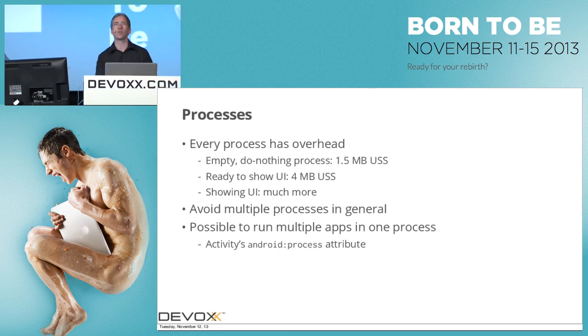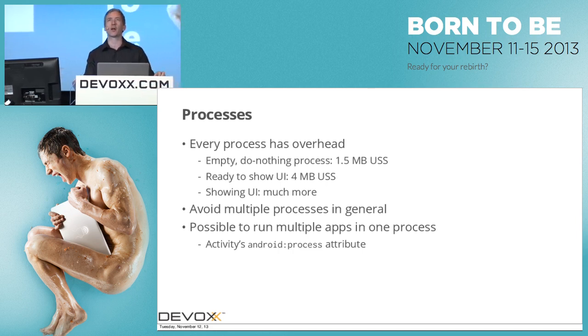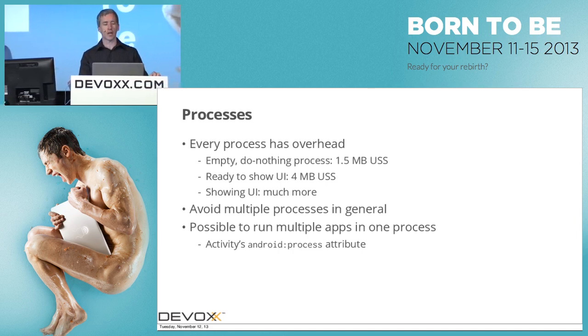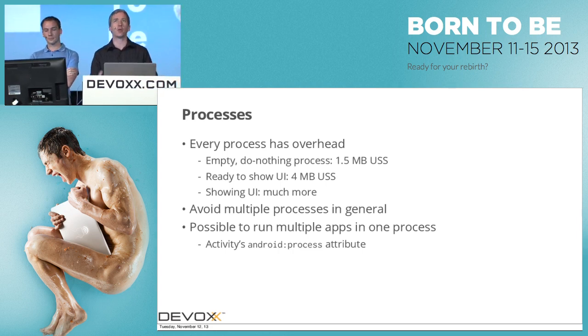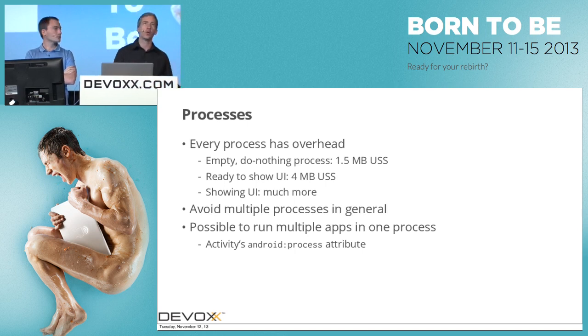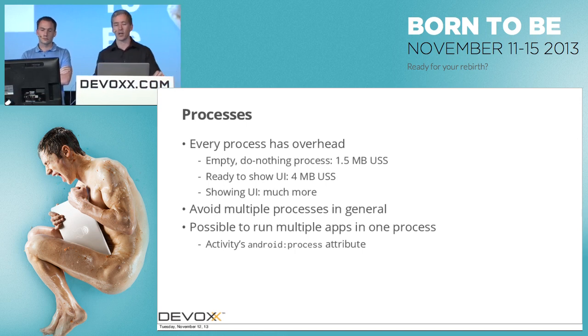Processes. Every time you start a process, there's some amount of overhead, maybe 1.5 meg just for that process. There's a bunch more when it's actually about to show its UI, and when it's actually showing its UI and taking up things like window buffers and GL textures and all the rest of the stuff, it's allocating even more.